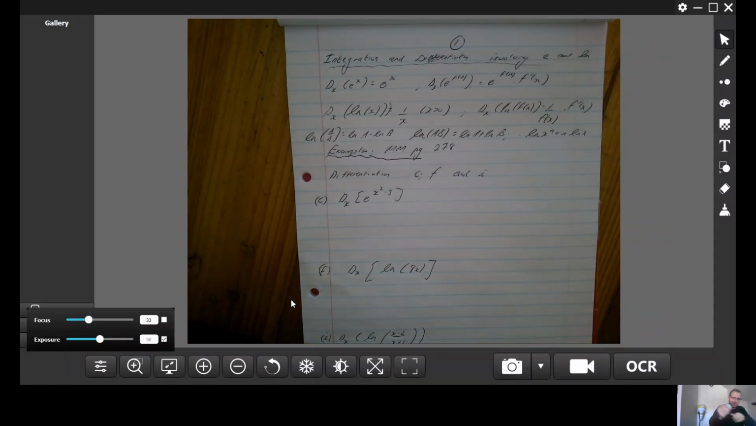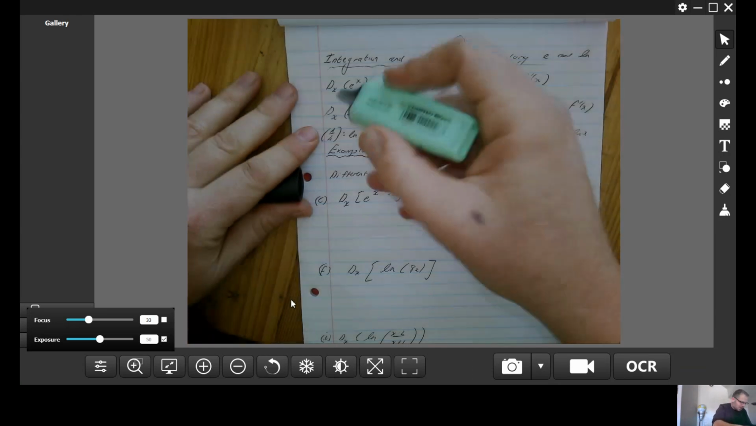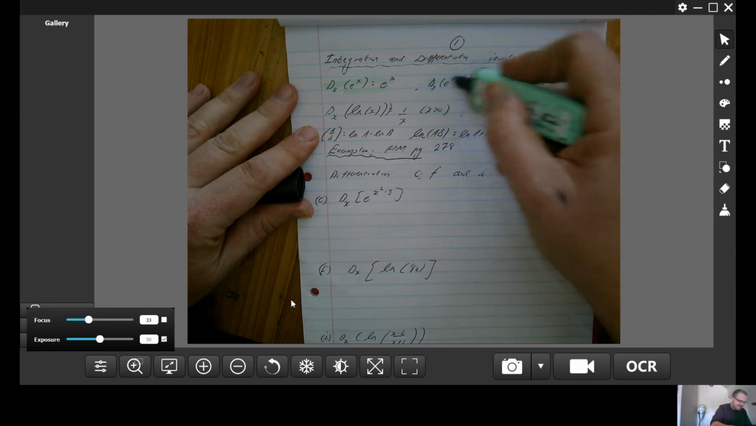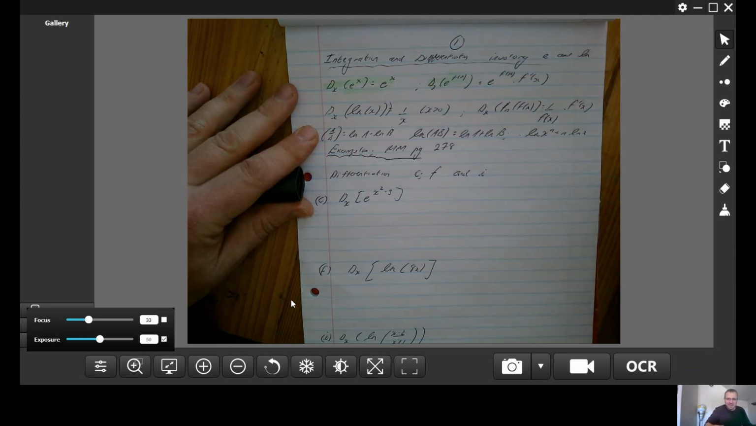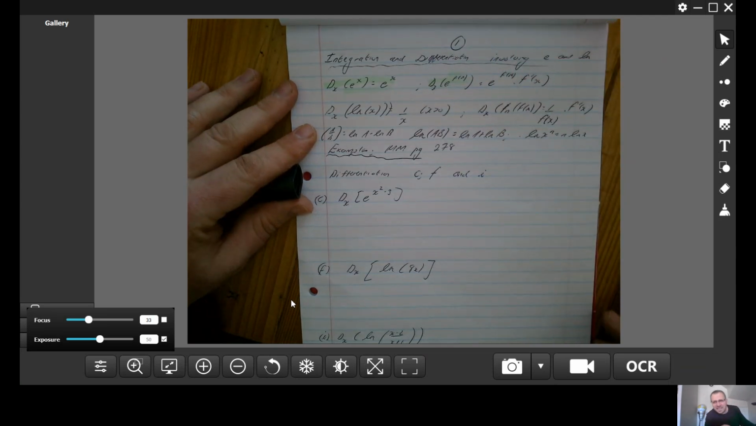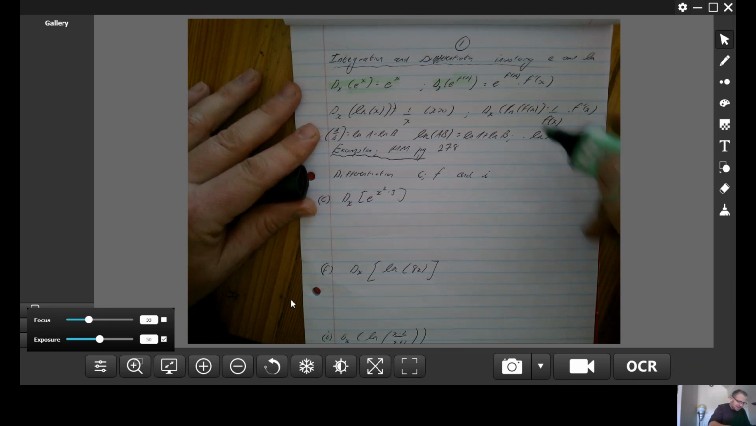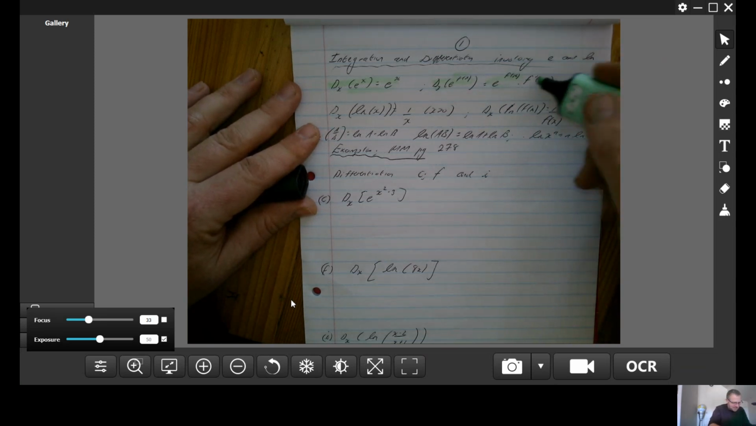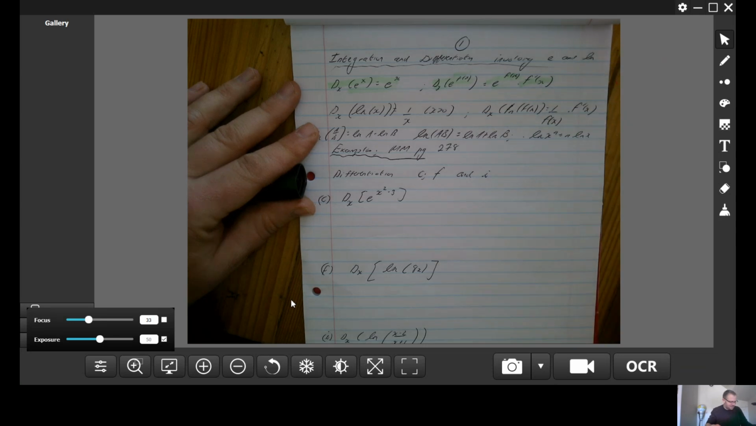Just a reminder quickly, because if you can't differentiate, you can't integrate. So the derivative of e to the x is e to the x. If you differentiate e to the f of x, it's just going to be e to the f of x using the chain rule, times f dashed of x.